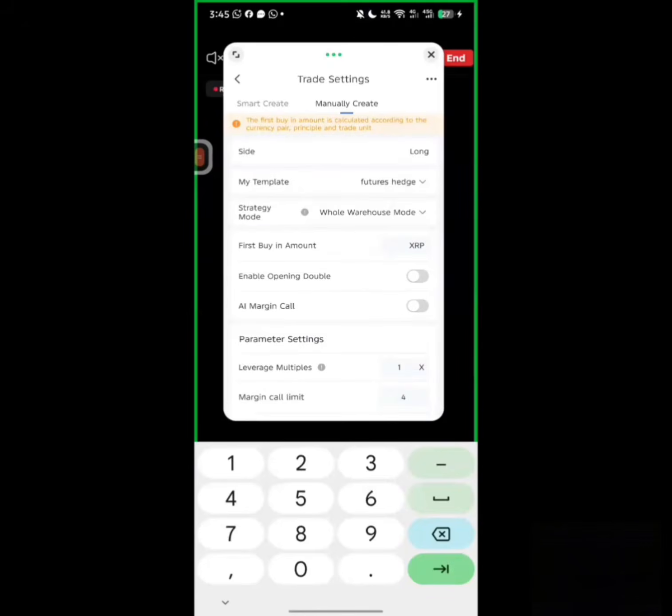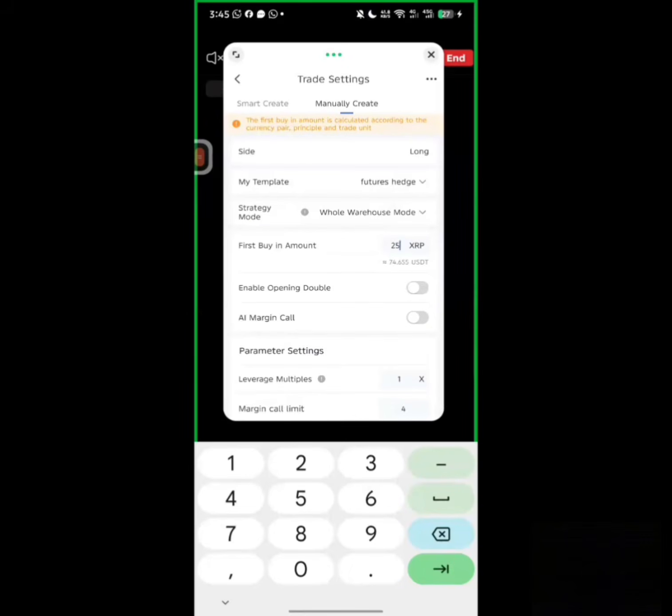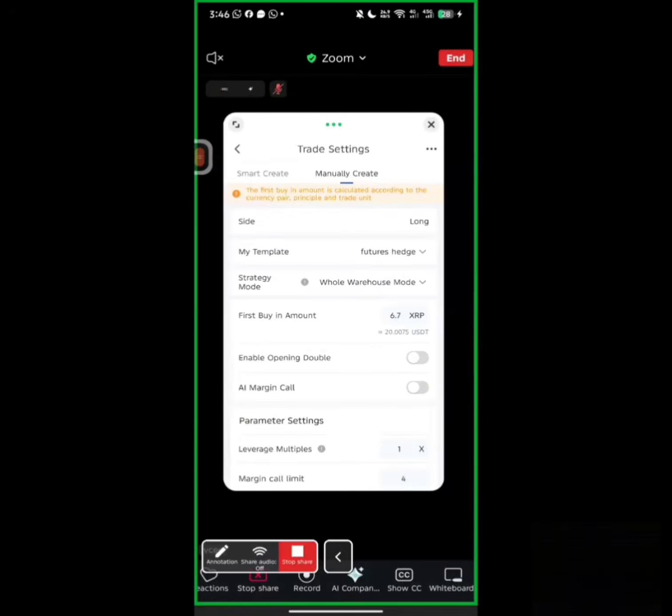What do I do? I put any number, I put 25, it gives me 74. I now have to reduce 25 so that 74 will also reduce. I'm going to 20. So let me take it to 15. 15 says 44. I want 20. Now I reduce to 7. 7 says 20.9. Okay. If I want to get it accurately, I can say 6. 6 gives me 17, 6.5 gives me 19, 6.6 gives me 19.7, 6.7 gives me exactly what I want. Can you see? It is as simple as this.